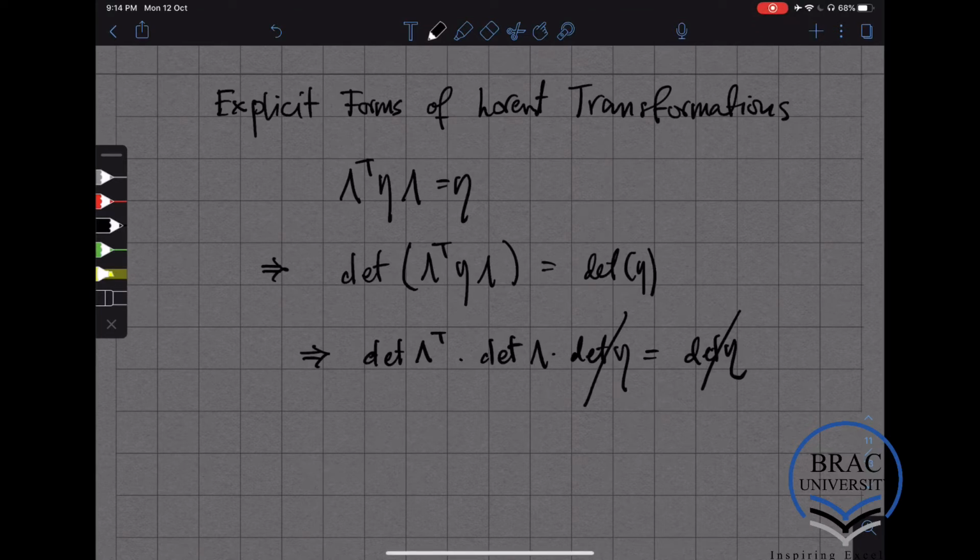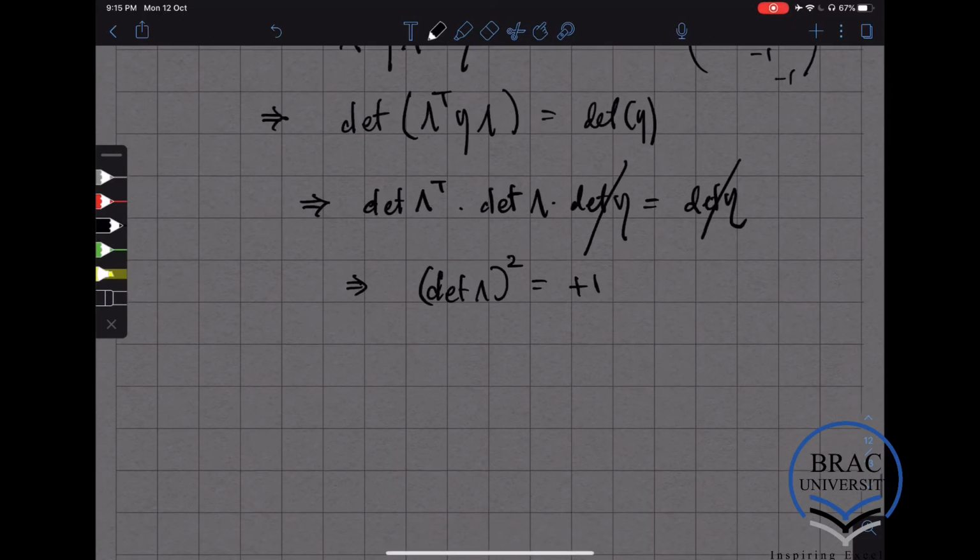Of course, the determinant of eta is, actually, what is it? 1, minus 1, minus 1, minus 1. So the determinant is going to be minus 1. We also know that the determinant of a matrix does not change if we take the transpose of it. So this means the determinant of lambda squared is equal to plus 1. So that means the determinant of lambda has to be either plus 1 or minus 1.